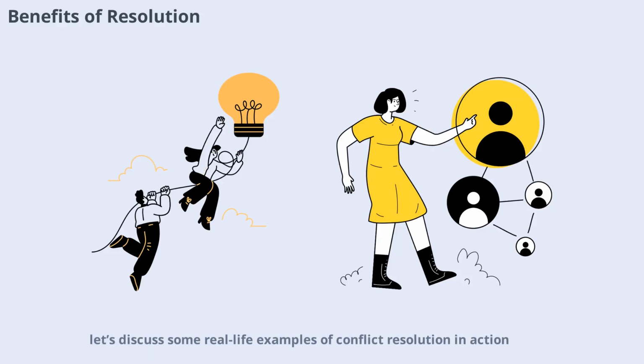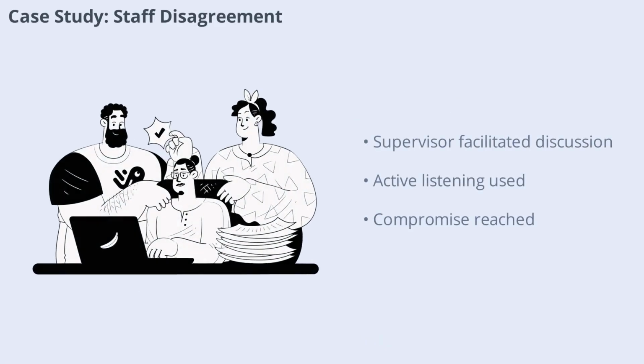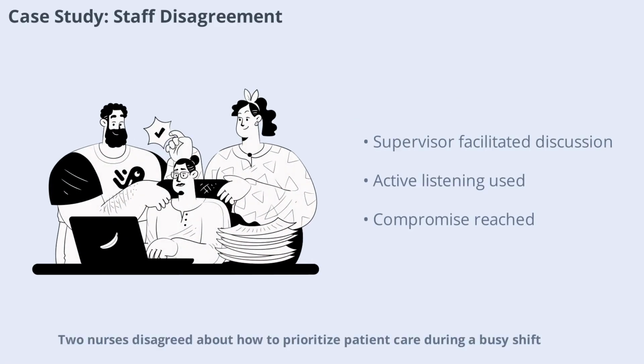Next, let's discuss some real-life examples of conflict resolution in action. Let's look at a real-life example. Two nurses disagreed about how to prioritize patient care during a busy shift. Tension grew as each felt their approach was best. The supervisor intervened, facilitating a discussion where both nurses shared their perspectives. Through active listening and compromise, they developed a plan that balanced patient needs and workload. This case highlights the importance of early intervention and open communication in resolving staff conflict.